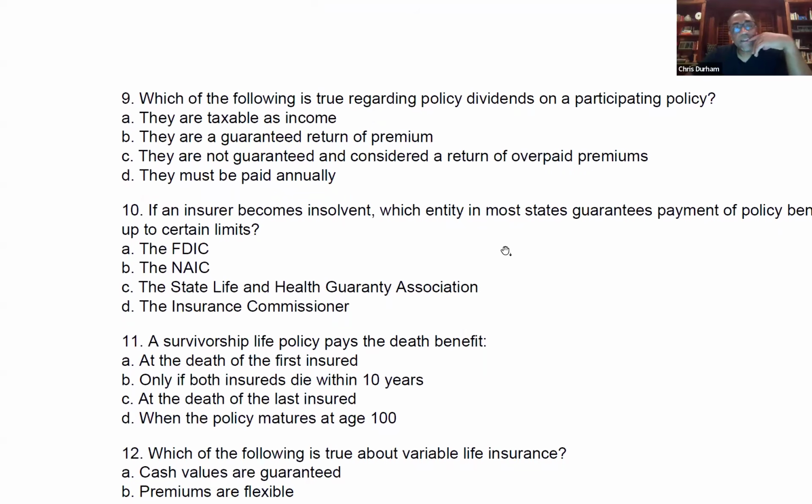Kendrick, you're up, number 9. Which of the following is true regarding policy dividends on a participating policy? A, they are taxable as income. B, they are a guaranteed return of premium. C, they are not guaranteed and considered a return of overpaid premiums. D, they must be paid annually. Participating policy.